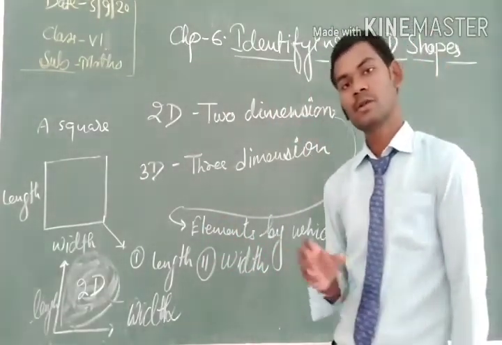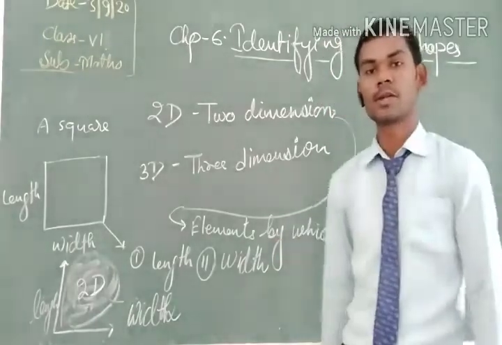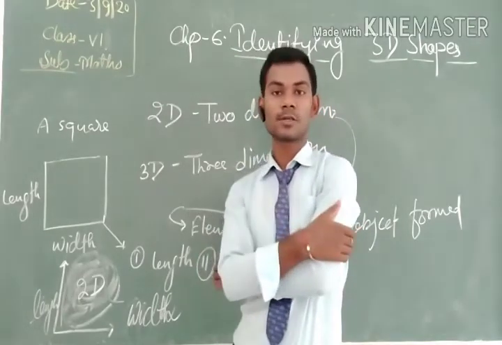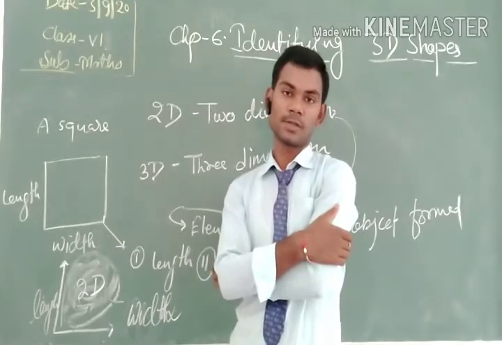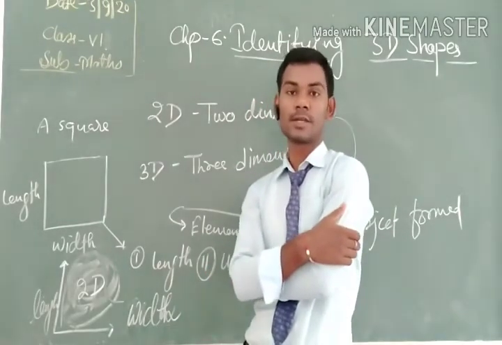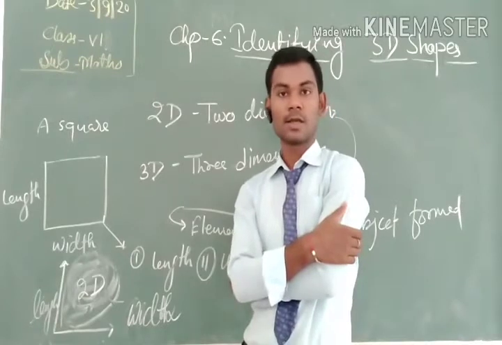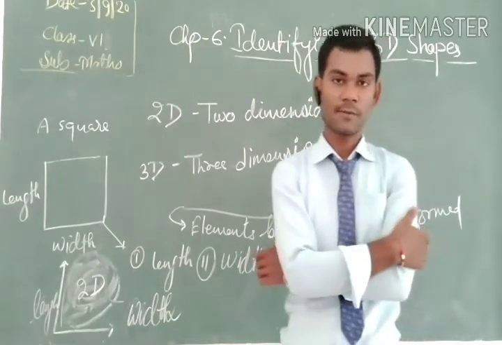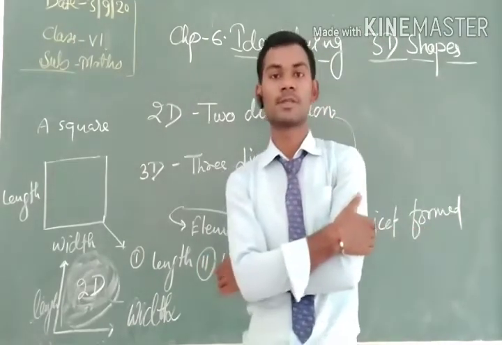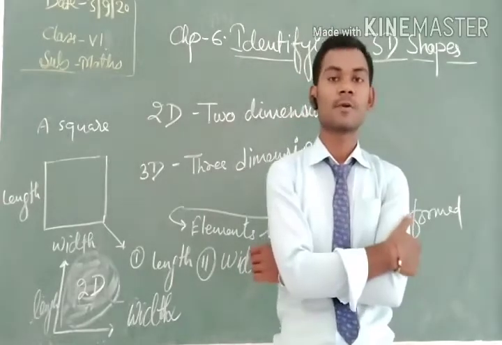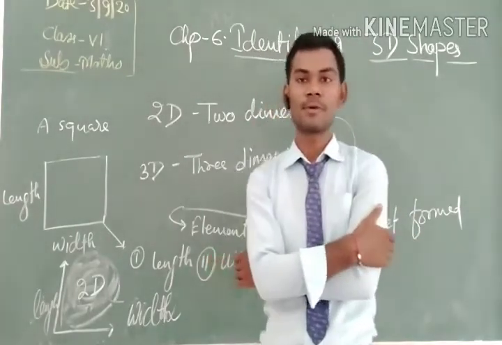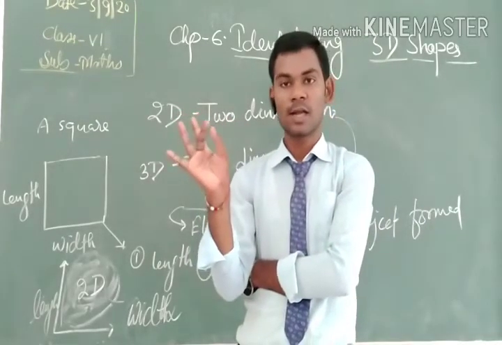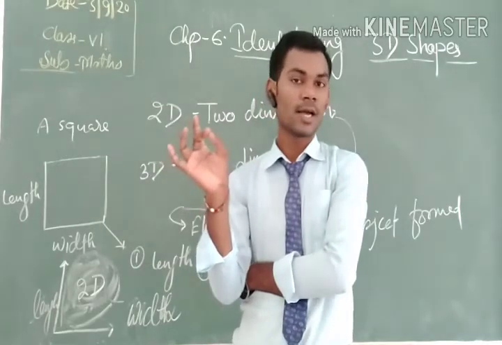Now let us see the three-dimensional space or three-dimensional shape or 3D shape. The constituent elements of a 3D shape are of three types: length, width, and height, through which it is formed. It is known as three-dimensional because such a figure has three types of dimension. The first is length, the second is width, and the third, which is new, is height.